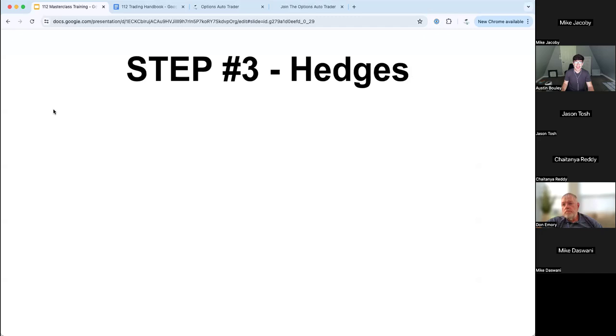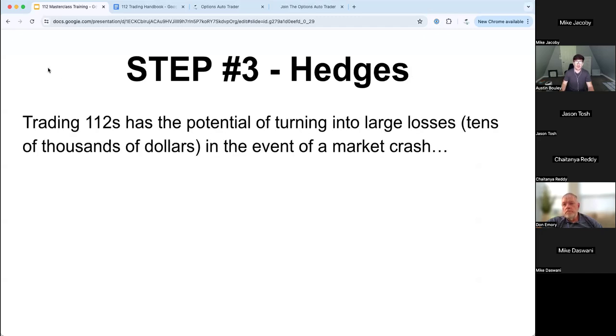All right, step 3 is hedges. All right, David said yes. Okay, hedges. Trading 112s has the potential of turning into large losses, tens of thousands of dollars. As I just showed you, if we use a 200% stop loss, we're talking about almost a $5,000 loss per trade on average. And so if we have multiple of those trades going, we could lose $15,000 to $20,000 quite easily.